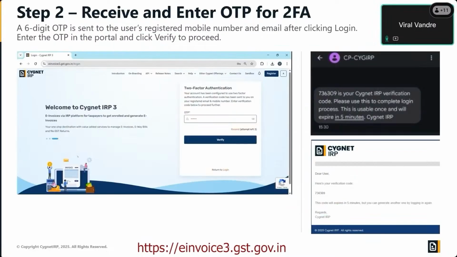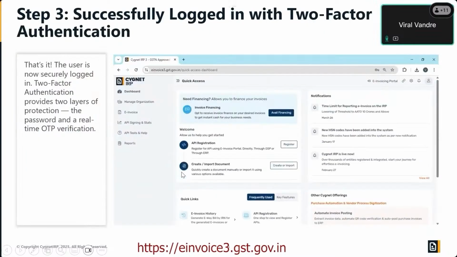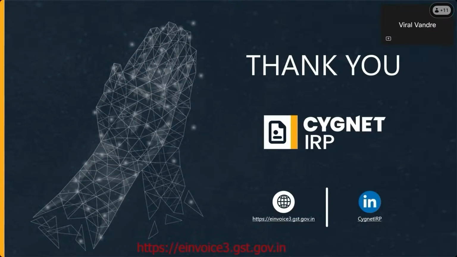On clicking login, a two-factor authentication screen will be presented for them to enter the OTP. As you can see on the screen, the OTP will be sent to the GSTN registered mobile number as well as the email address, which is again registered on the GST portal. The taxpayer needs to enter that particular OTP into the text box, and upon successful verification, they will be able to log into the portal. Once they have logged in, they will be able to see the dashboard and perform various functionalities on the Signet IRP. Thank you. Thank you, Viral.